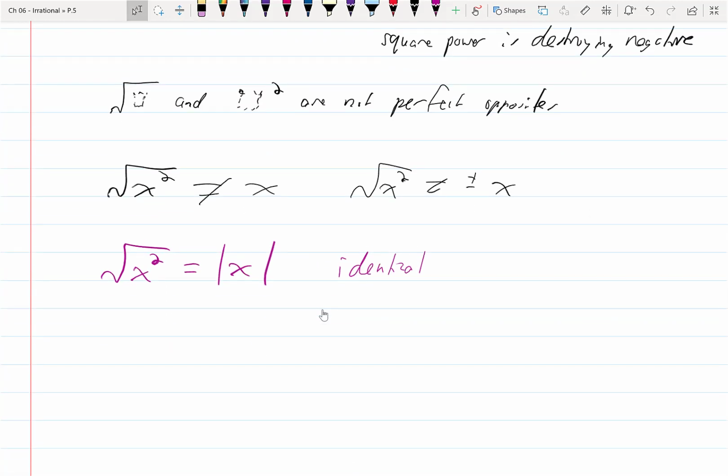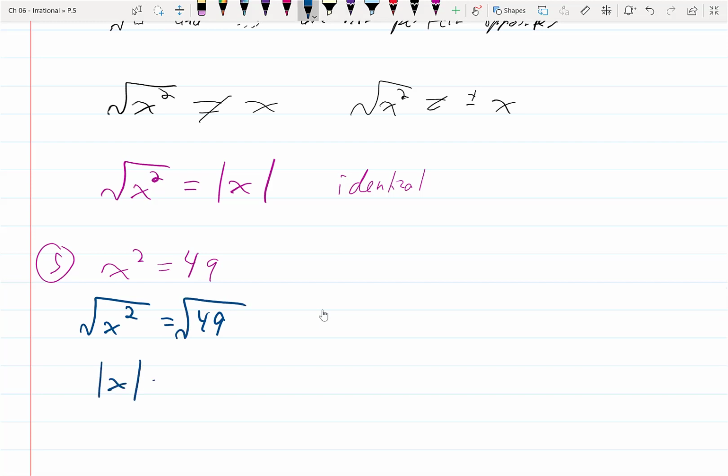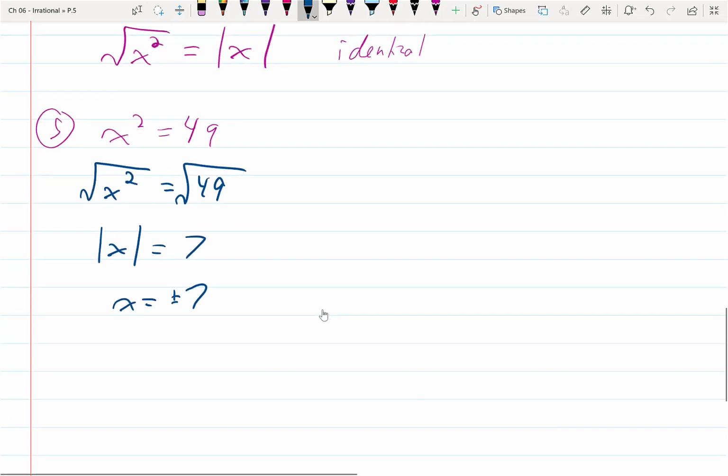Let me show you what I mean in a different way. I'm going to give an example where x squared is equal to 49. I'm going to solve this by putting a radical symbol on both sides. Well, the true value of the left side is the absolute value of x, and the true value of the right side is 7. So the absolute value of x is equal to 7, which means that x is equal to plus or minus 7. And I'm willing to bet that you've never seen it this way.